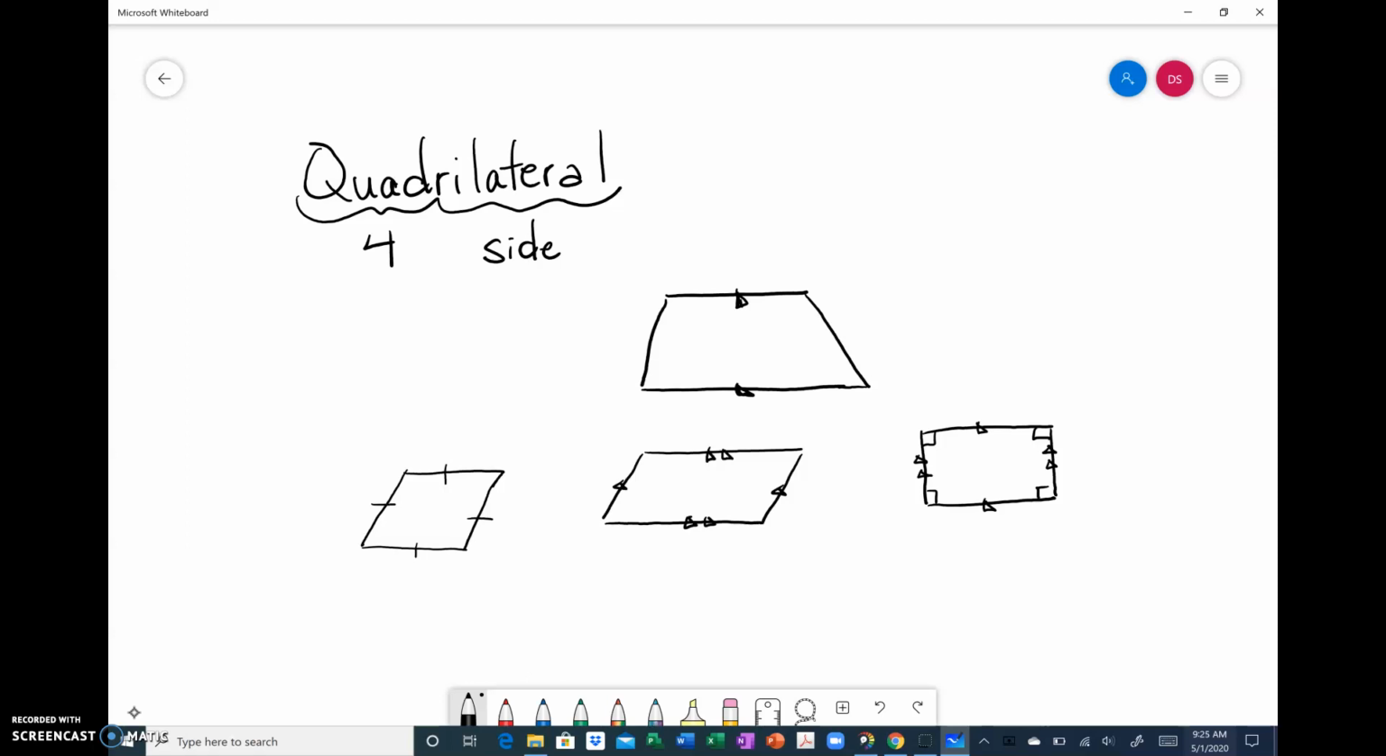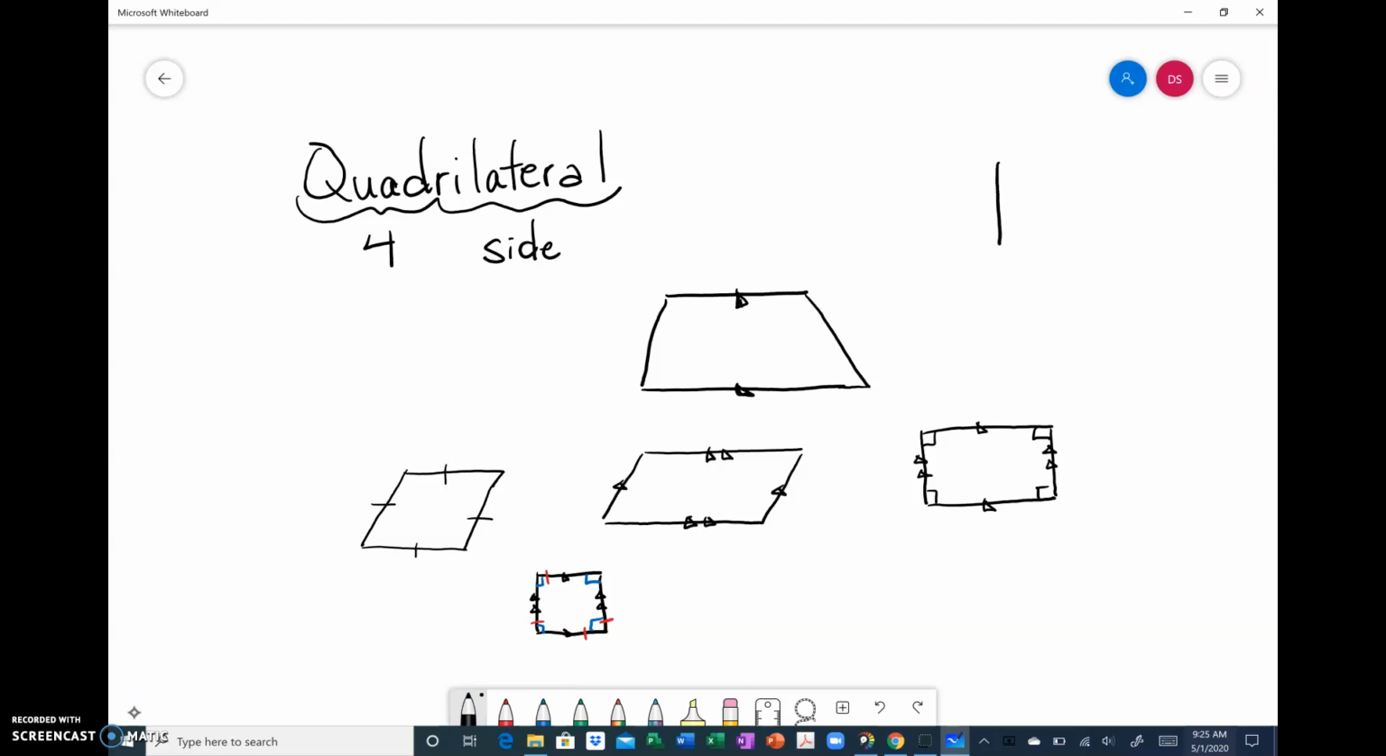Okay? And another type of rhombus is a square, because a square is a parallelogram because it has two pairs of parallel sides. It has four congruent sides, and it is also a rectangle because it has four right angles. That's confusing, isn't it? Okay. So, in this lesson, you will be asked to classify quadrilaterals.